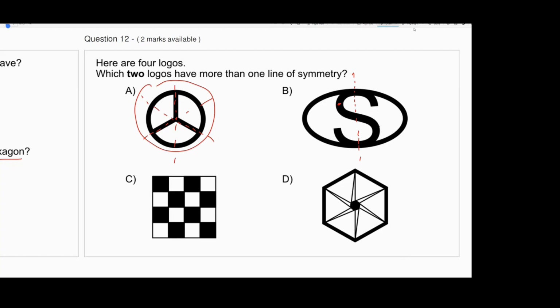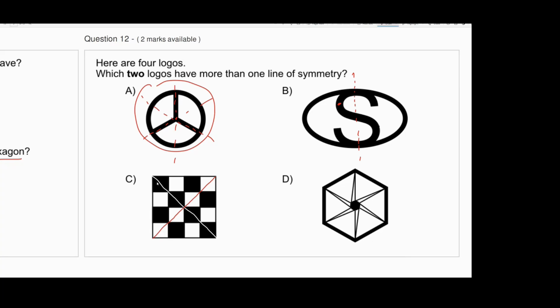Because if you go, well, if I look at C, if I go through here, oh, hang on, more than one, that's true, actually. Well, it's definitely got one like that. And I would say it's got another one like that.